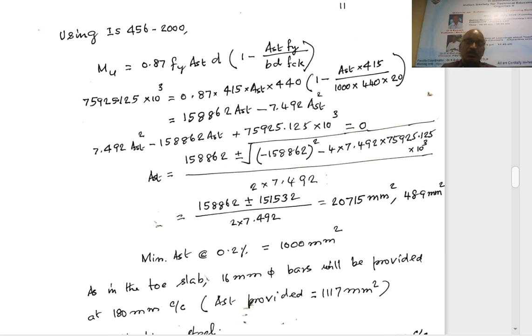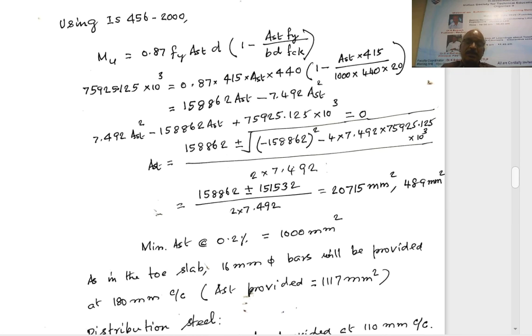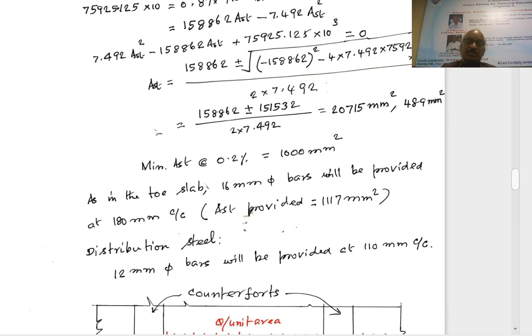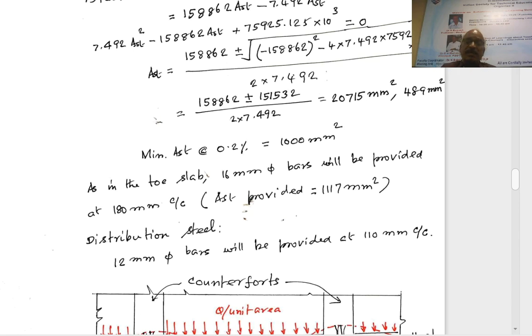As in the toe slab, here also 16 mm diameter bars will be provided at 180 mm center to center. So AST provided is 1117 mm square. So distribution steel, as before, 12 mm diameter bars will be provided at 110 mm center to center.